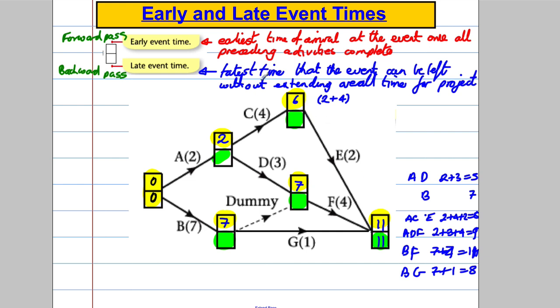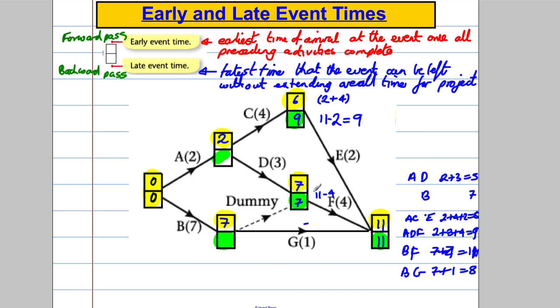Okay, what's the latest time you could have left C not to delay the project? Well, this event takes 2 hours here, so I would have had to leave here at 9, which is 11 take away 2, which is 9, in order not to delay the project. What about here? What's the time I should have left here? Well, when I leave here, I have to complete F, which is 4 long, and have to get there for 11. So I would do 11 take away 4, which is 7. Okay, so I have to leave here at 7.